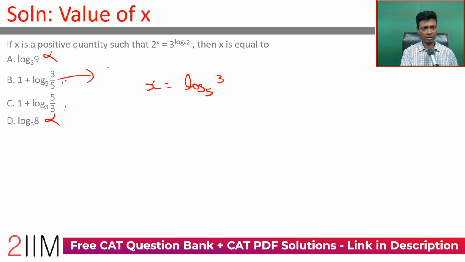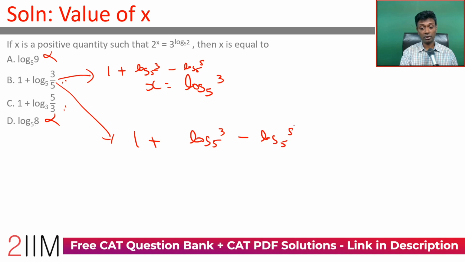See this. Let us take 1 plus log 3 to the base 5 minus log 5 to the base 5. This choice will become 1 plus log 3 to the base 5 minus log 5 to the base 5, since log of x by y is log x minus log y. This goes away. Log 3 to the base 5, which is what it should be. Choice B. Wonderful question. Very tough question. Very interesting question. The choice also is interestingly phrased.